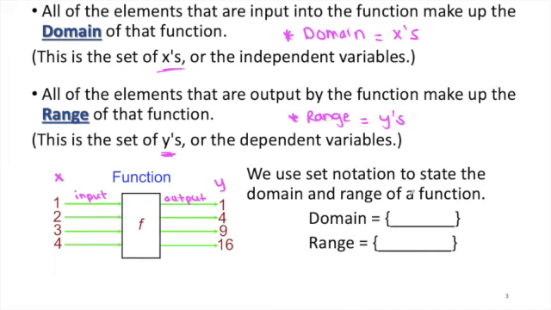And the way that you're going to specifically write that is you use curly brackets, okay? And then you list the numbers that are your x's. So you would do 1, 2, 3, 4 there because those are the numbers that you see. And then the range is 1, 4, 9, 16. Just keep in mind that they need to be listed in order, from least to greatest. So when you're doing that, this is given in least to greatest order, which is nice.